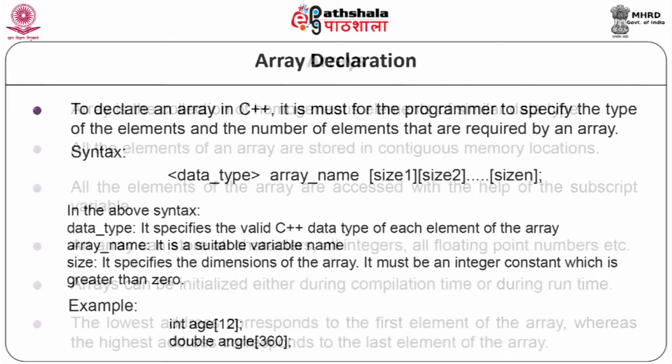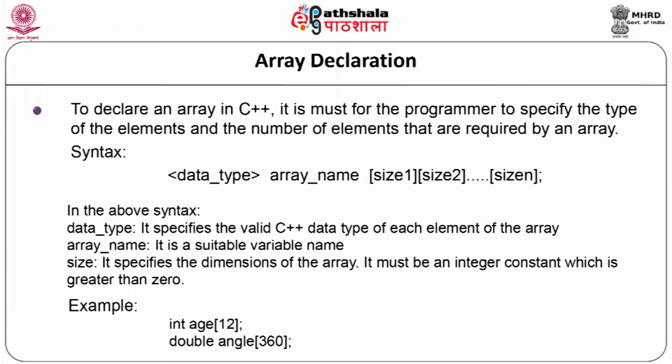Now, let us see the array declaration. It is a must for the programmer to specify the type of the element and the number of elements required by an array to declare in C++. The syntax is data type, array name and in square brackets size 1, size 2, size n, semicolon. In this syntax, the data type specifies the valid C++ data type of each element of the array. Array name is a suitable name which is given as a variable name. Size specifies the dimension of the array. It must be an integer constant which is greater than 0.